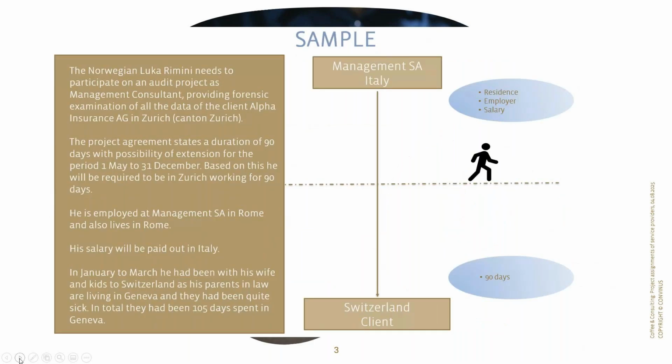As the matter is a bit complicated and there are a couple of things where we have to look a bit closer, we thought we will do that today based on a sample and go through the different topics. So today's sample is a Norwegian national, Luca Rimini, who shall go on an audit project as a management consultant to work at a client, Alpha Insurance AG in Zurich. Luca Rimini is employed at Management SA in Rome. He also lives in Rome, gets his salary paid out in Italy from Management SA. That will not change during the time he is working at the client side at Alpha Insurance.